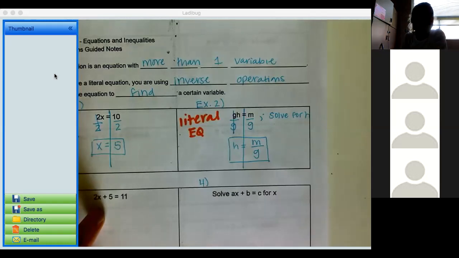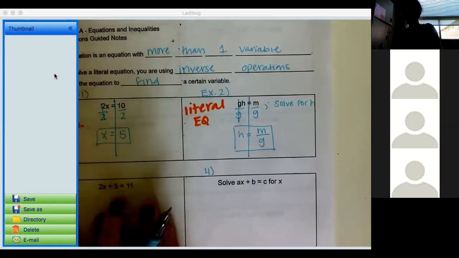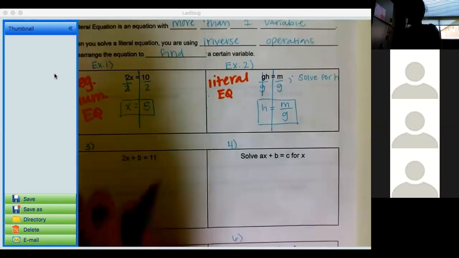Everybody's good? But how do you know what to divide? I'll show you. We're going to cover it up. This is why I told you it's important to lock in your variable. So I'm going to skip number 3.